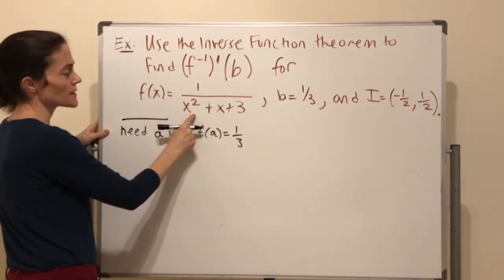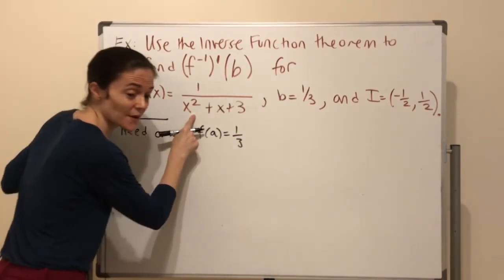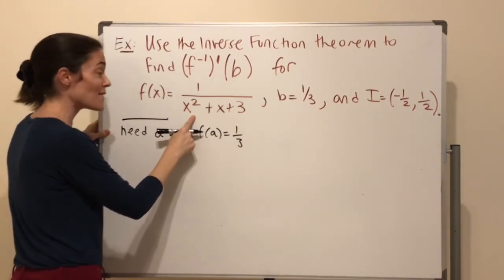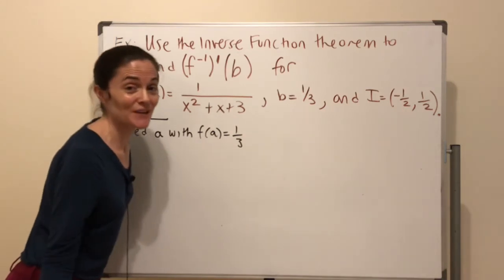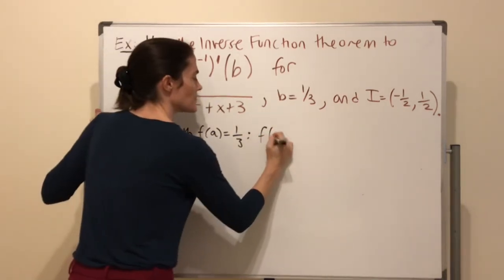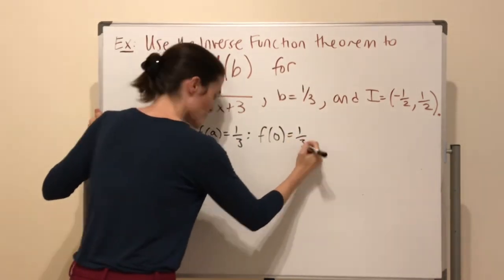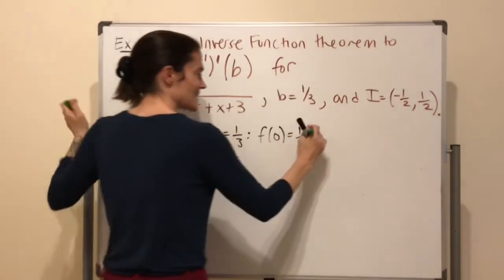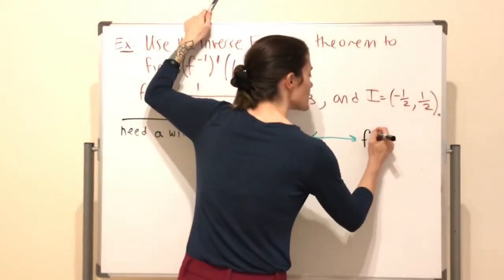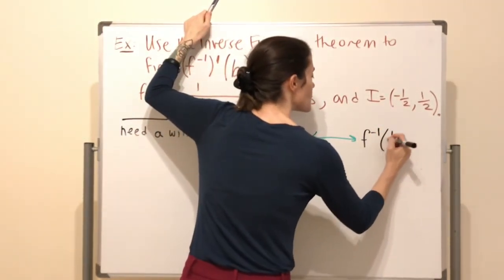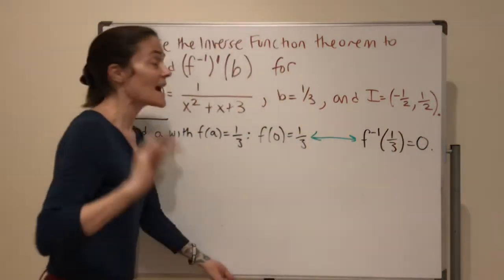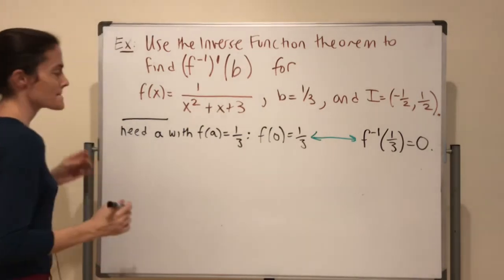So let's just look at this. What x value satisfies f of x is 1/3? Well, you can see it pretty quickly. x equals 0, right? f of 0 is 1/3. And then this will tell us f inverse of 1/3 is 0. Now let's take the derivative.